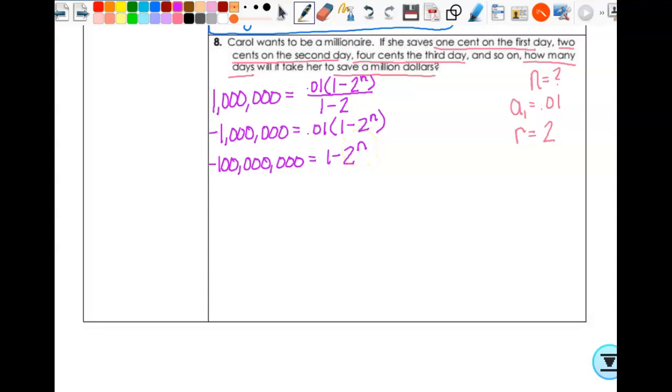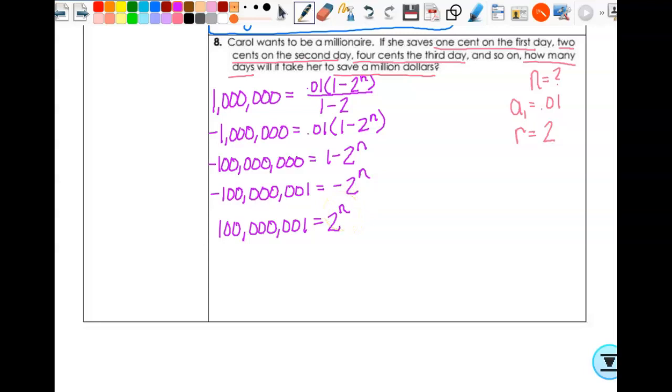So just solving for n, I'm going to subtract 1 from both sides. That'll give me -100 million and 1 equals -2 to the nth power. So now I'd like to get rid of that negative, so I'm going to multiply both sides by -1, so I get 100 million and 1 equals 2 to the nth power.